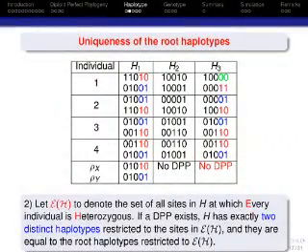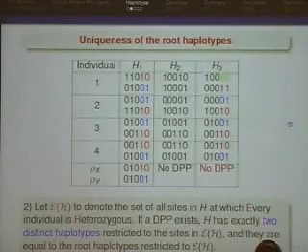But now suppose that you have some sites which are completely heterozygous, which means everyone in the input data is heterozygous at the site. For example, here, everyone has either 1, 0 or 0, 1. So it's completely heterozygous. And EH denotes the set of sites at which every individual is heterozygous. So EH in this example is 4 and 5. It's a set containing sites 4 and 5.